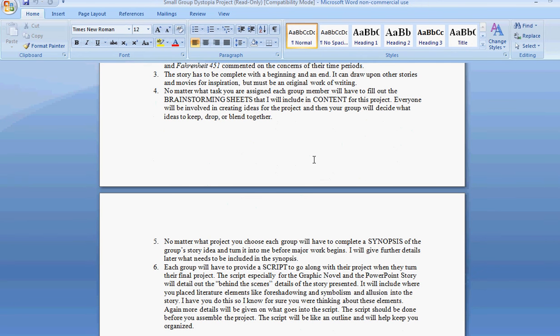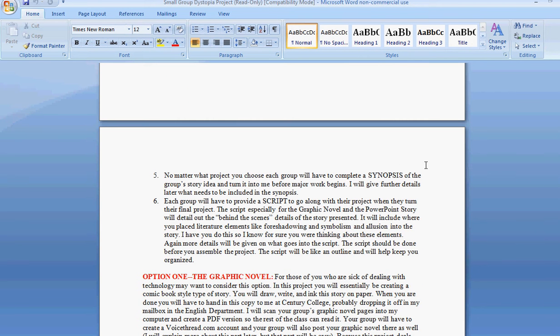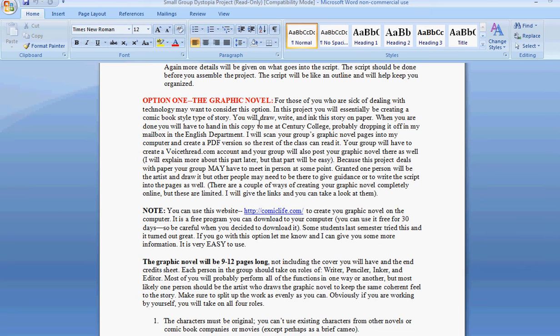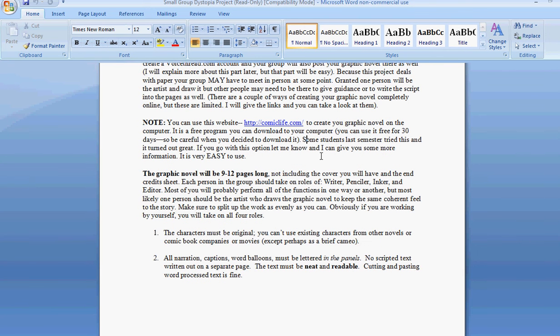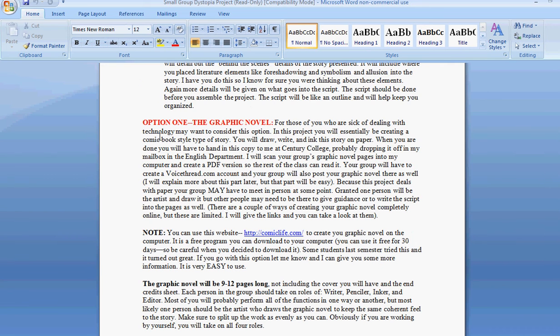So there's going to be several options for this project. There's going to be the graphic novel option, which I'll go over in the Prezi coming up. Comic Life, if you do this, I think Comic Life is a wonderful tool. And I hope some people do it, because the students who'd used Comic Life before, it's really easy. It looked really good. So option 1 is the graphic novel.